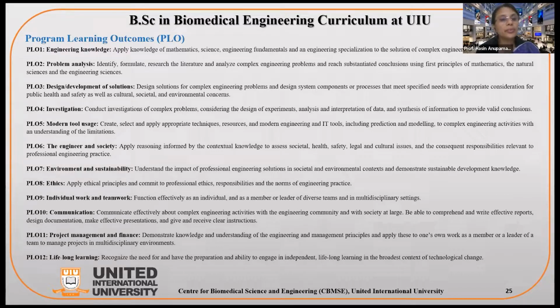Here, as it is a biomedical engineering course, there is the Washington Accord criteria, that PLO1 should be engineering knowledge, problem analysis.